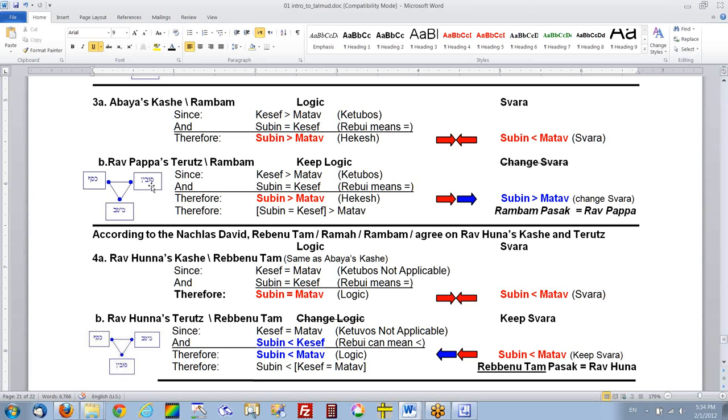The Rambam is going to say that Kesev is less than Meitav, which we're going to learn from Subis, and Subin equals Kesev, because the ribui, when you say Yashiv, it means equality. So Subin is less than Meitav. Excuse me, Subin is equal to Kesev, but less than Meitav. That's what he's going to hold.